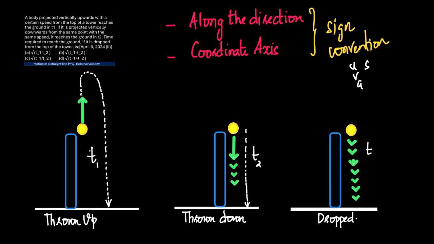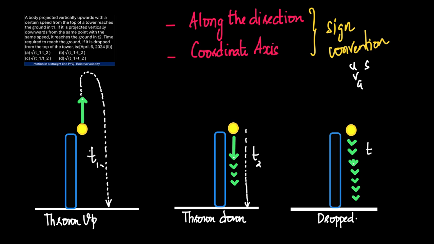This question can actually be seen as based on motion under gravity also. Anyway, coming to the question, it primarily explains three different cases. One in which an object is thrown vertically upwards, two in which it is thrown vertically downwards, and three where it is dropped. We've been asked to find the relationship between the times t1, t2 and t of these three cases respectively.